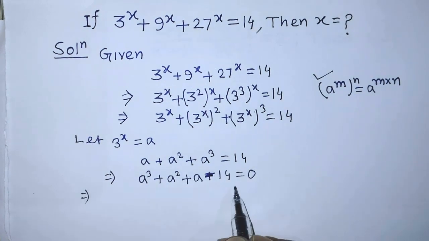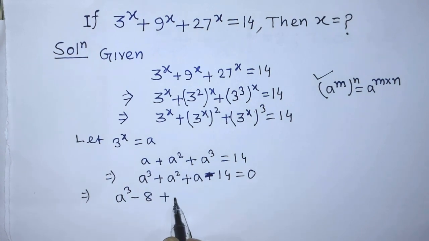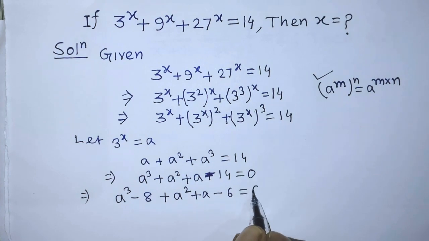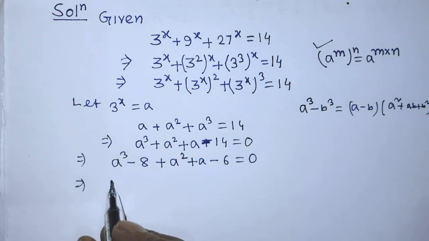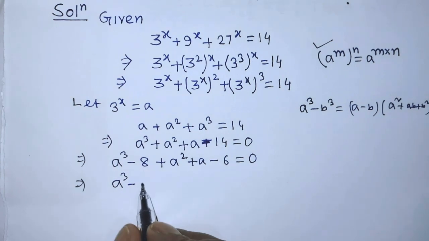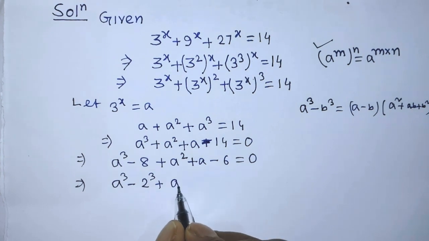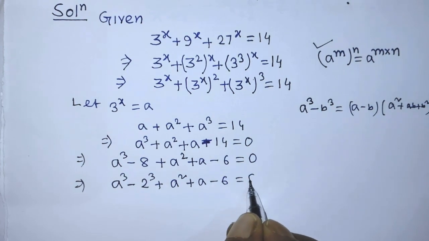After that we can write from the left hand side of this equation a^3 - 8 + a^2 + a - 6 = 0. So student, after that we can write a^3, minus, in the place of 8 we can write 2^3, plus again we have to write a^2 + a - 6 = 0.